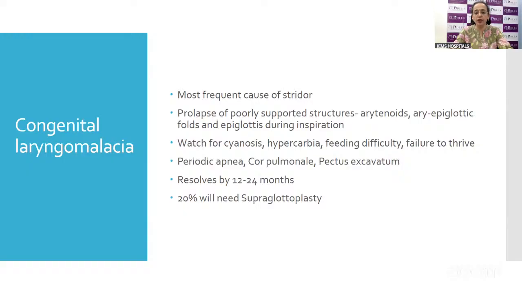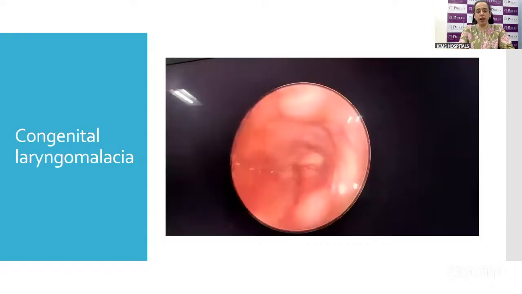If there is a failure to thrive and feeding difficulty, then we have to intervene. Otherwise, mild cases resolve by around 12 to 24 months. In severe cases, the children may present with periodic apnea or cor pulmonale or pectus excavatum also. 20% of all the cases of laryngomalacia will need the supraglottoplasty.